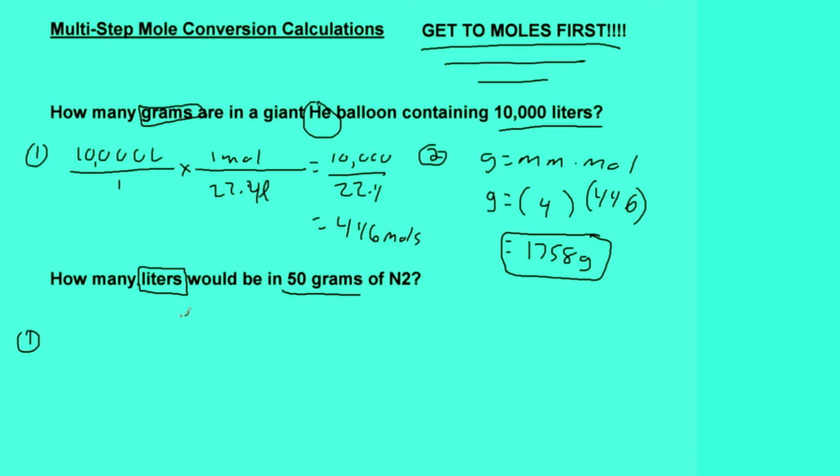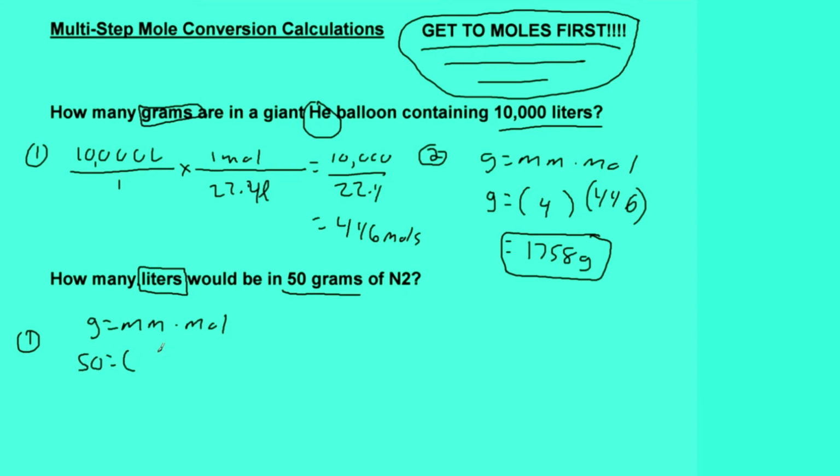So step 1 is converting grams to moles. Get to moles first. I can't tell you this enough. You got to get to moles first. So how do we get from grams to moles? This formula. Plug in 50 grams. The molar mass of N2 is 14 times 2, which is 28.